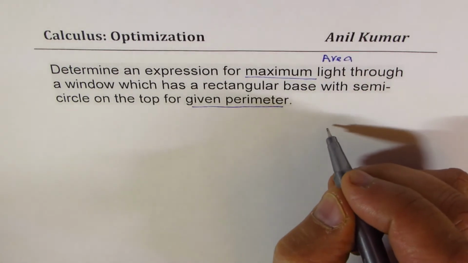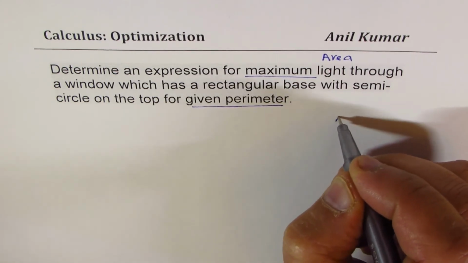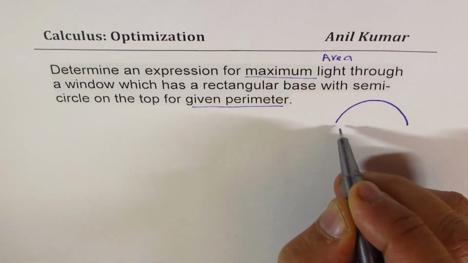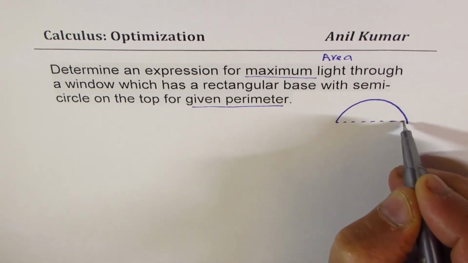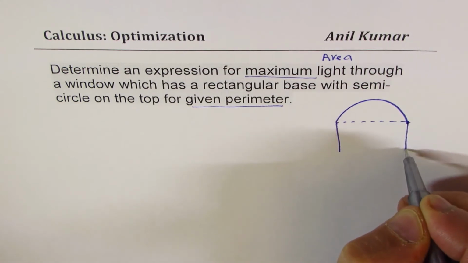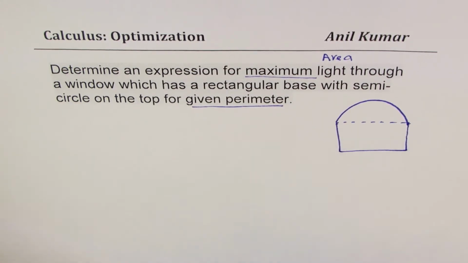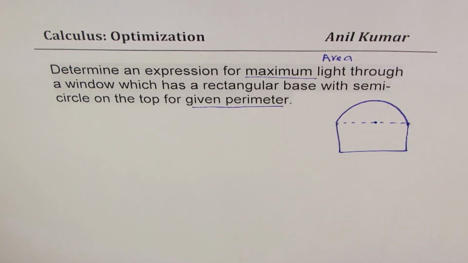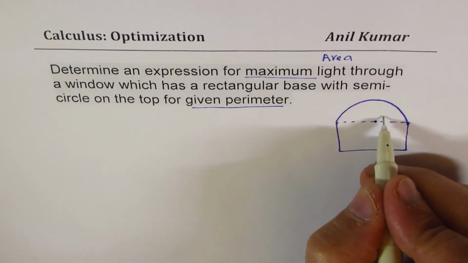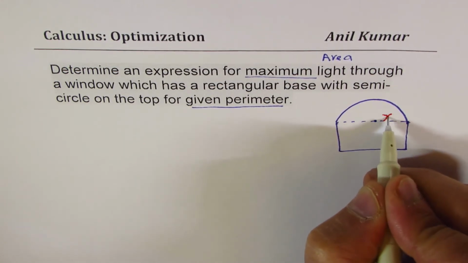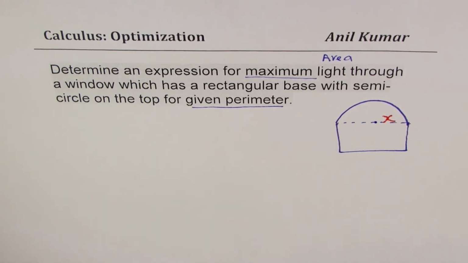So let's sketch one. We want a semicircular top on the window, which is kind of like this. Let's make it semicircular. And then we have a window here with a rectangular base. So that becomes the rectangular base for the window. Now, let us say that this radius is r for us, for the circle, right? Or we can say x for us. Let's make it x. We'll use x and y.